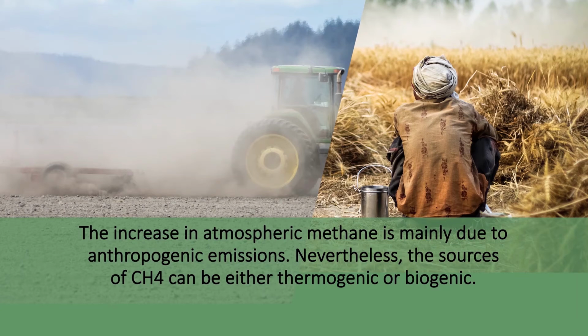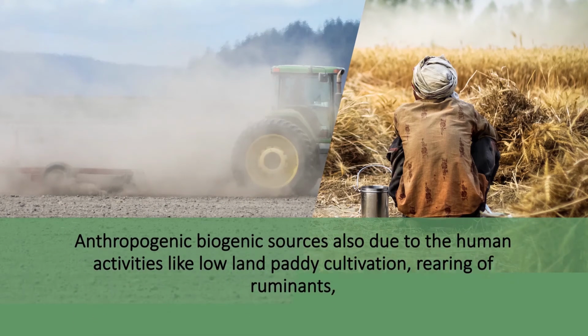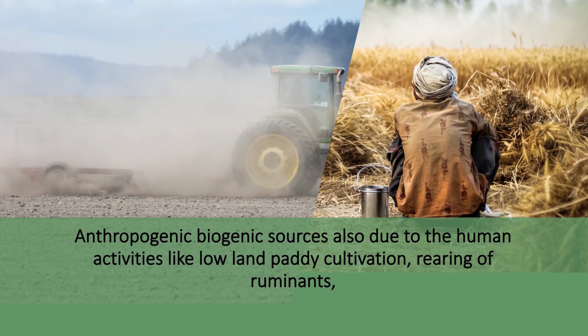The increase in the atmospheric methane is mainly due to anthropogenic emissions. Nevertheless, the source of methane can be either thermogenic or biogenic. The thermogenic sources include mainly the natural emissions from geological sources, as I talked about. On the other hand, the biogenic sources include natural and anthropogenic sources. The anthropogenic biogenic sources are due to human activities, particularly, as I told you, paddy cultivation, particularly lowland cultivation, and rearing of livestock.